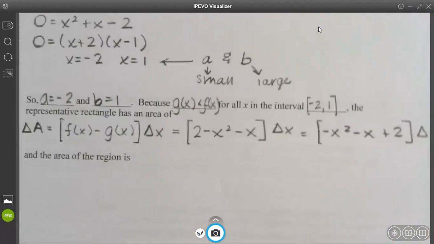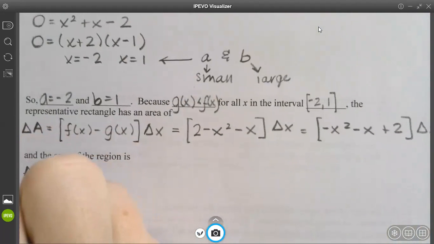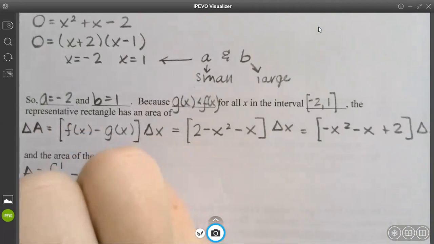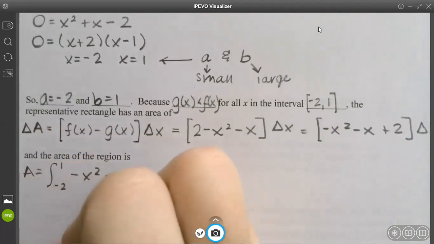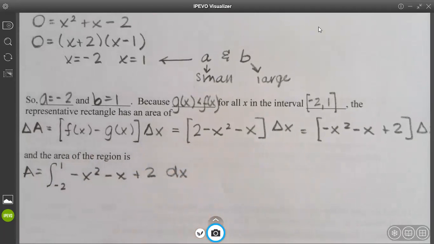So the area of the region is, how did we find the area of the region? What did we have to do? Integrate from where to where? Negative 2 to 1 of what? What do I have to put on the end of that? Yeah, just dx. All right. So when I integrate that, what am I going to get?